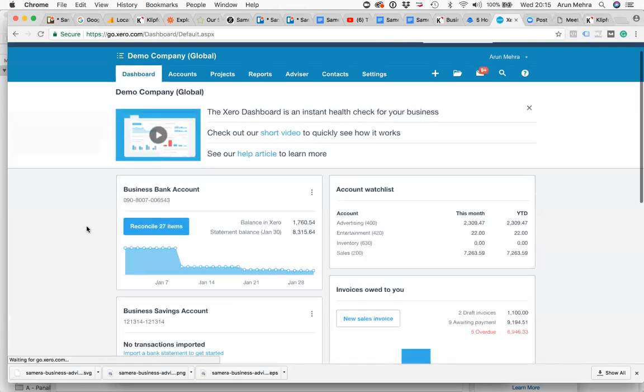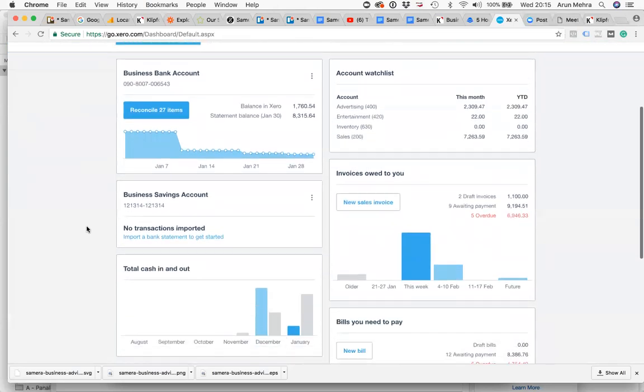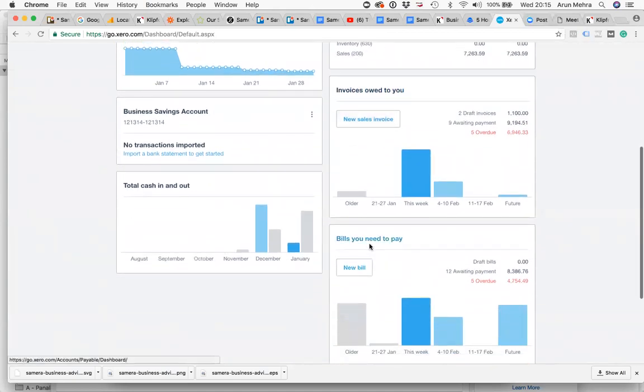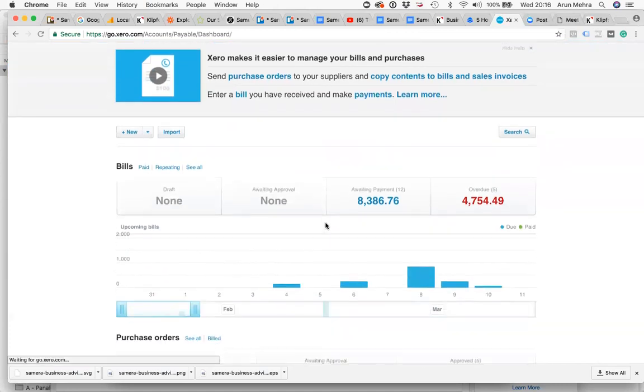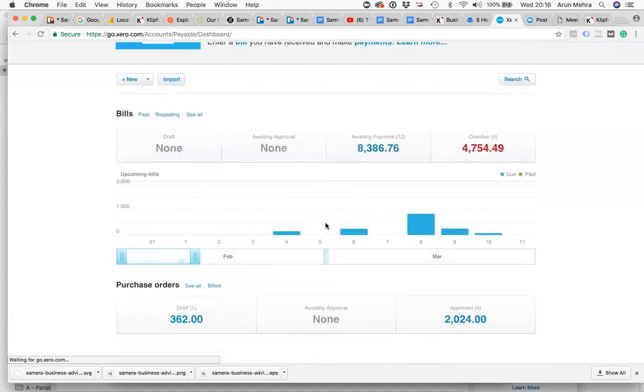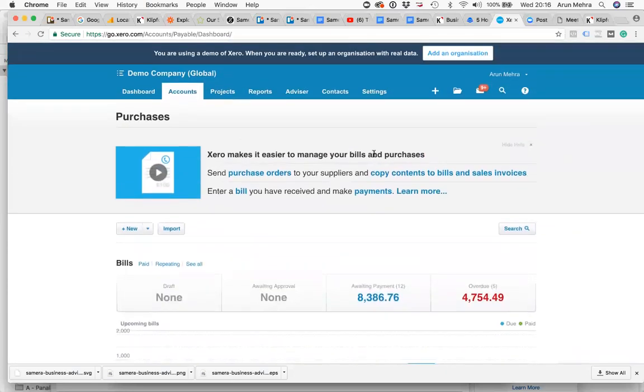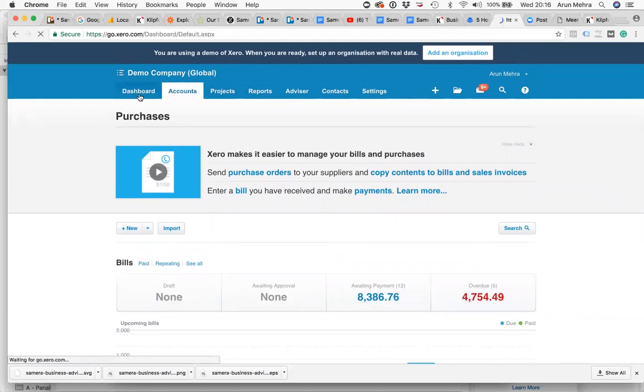Then there's, if not necessarily relevant to dentistry, you can see here invoices that you might bill and what's owed to you. But more relevant may be something like bills you need to pay. So in this instance, you have overdue of 4,754.49, awaiting payment 8,386.76. So there's a mix of things here. Let's go back to the dashboard.